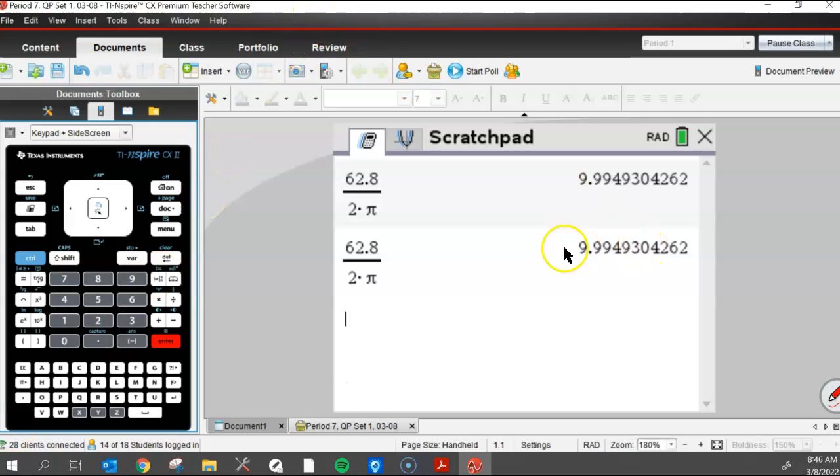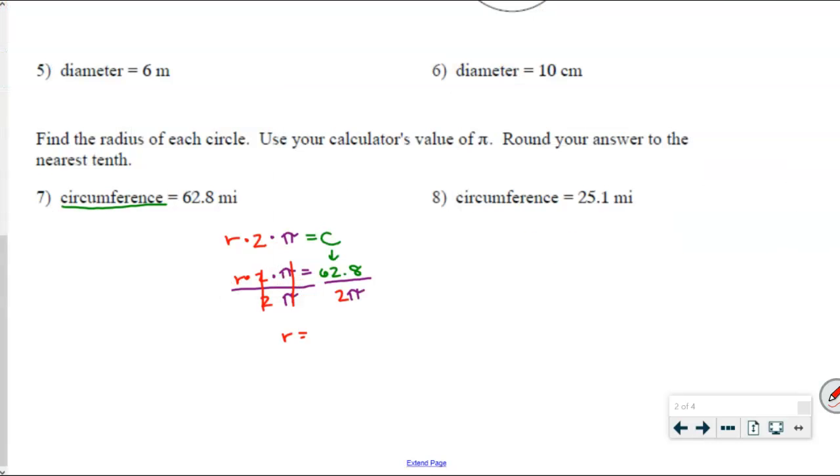When I do that calculation, I get 9.99 using the calculator's version of pi. 9.99, however, round to the nearest tenth, just like we saw in our warm-up. This is the tenths place. However, when I look beyond into the hundredths place, I can see that that 9 is going to force this up to a 0, which is going to force that up to a 10. So rounded to the nearest tenths place, don't just say 10, say 10.0.